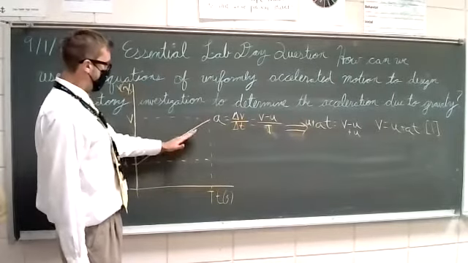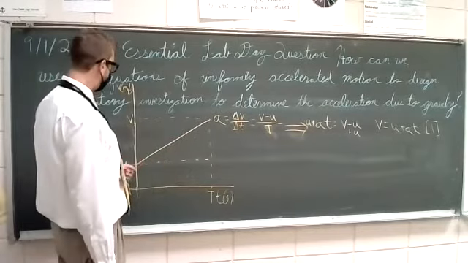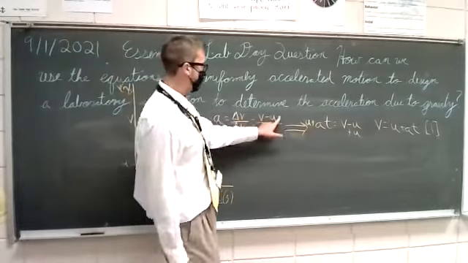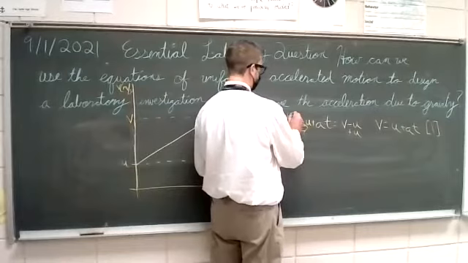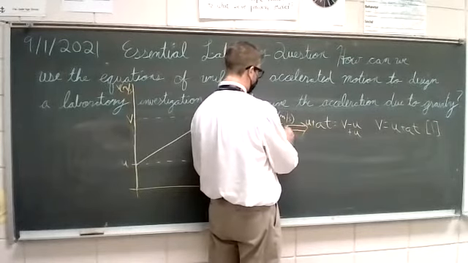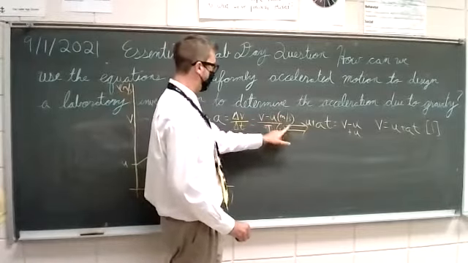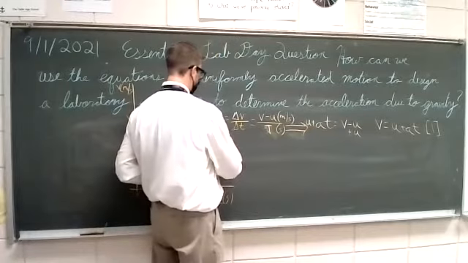The other key idea is that the area underneath this curve gives displacement. And again, the units are a big clue. If we rise, when we're doing slope, we rise in meters per second. The units of the numerator here are meters per second. The units of time are seconds. So rise over run, we get meters per second per second, or what are the units of acceleration?